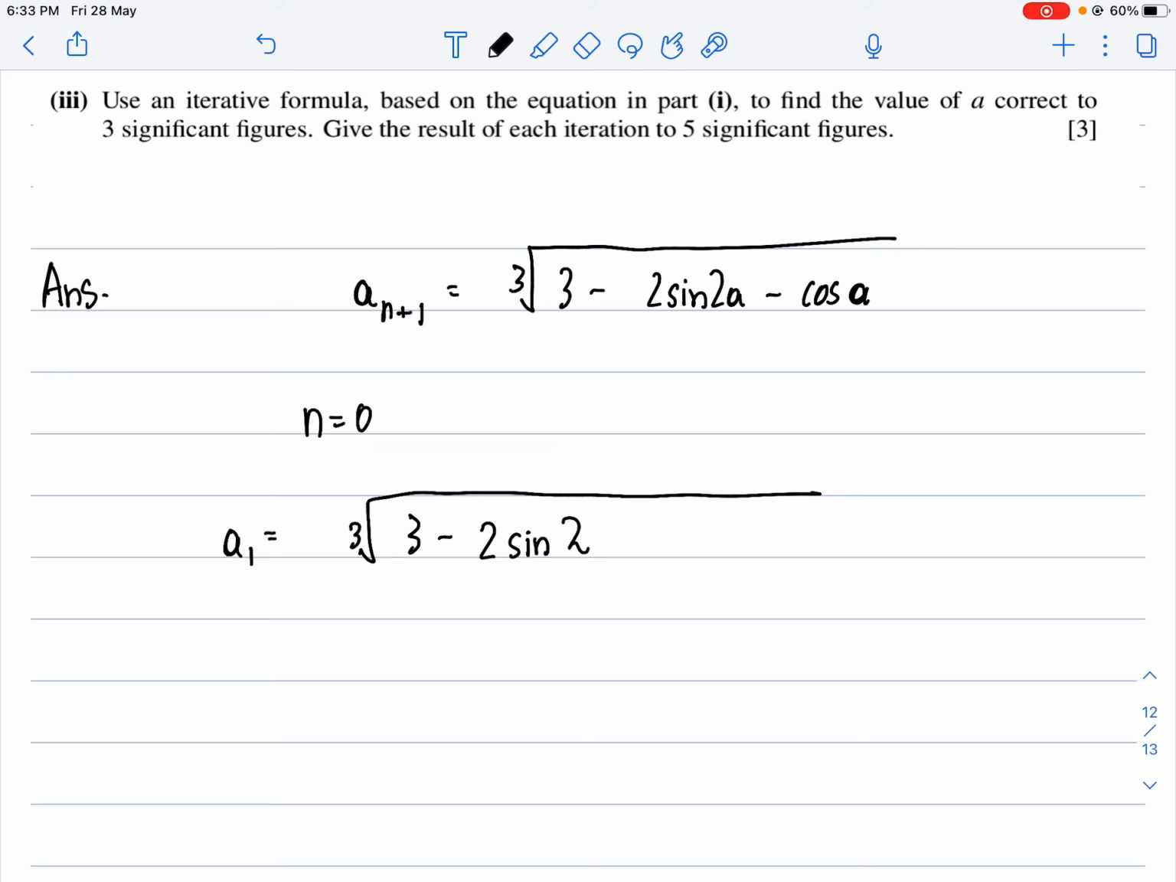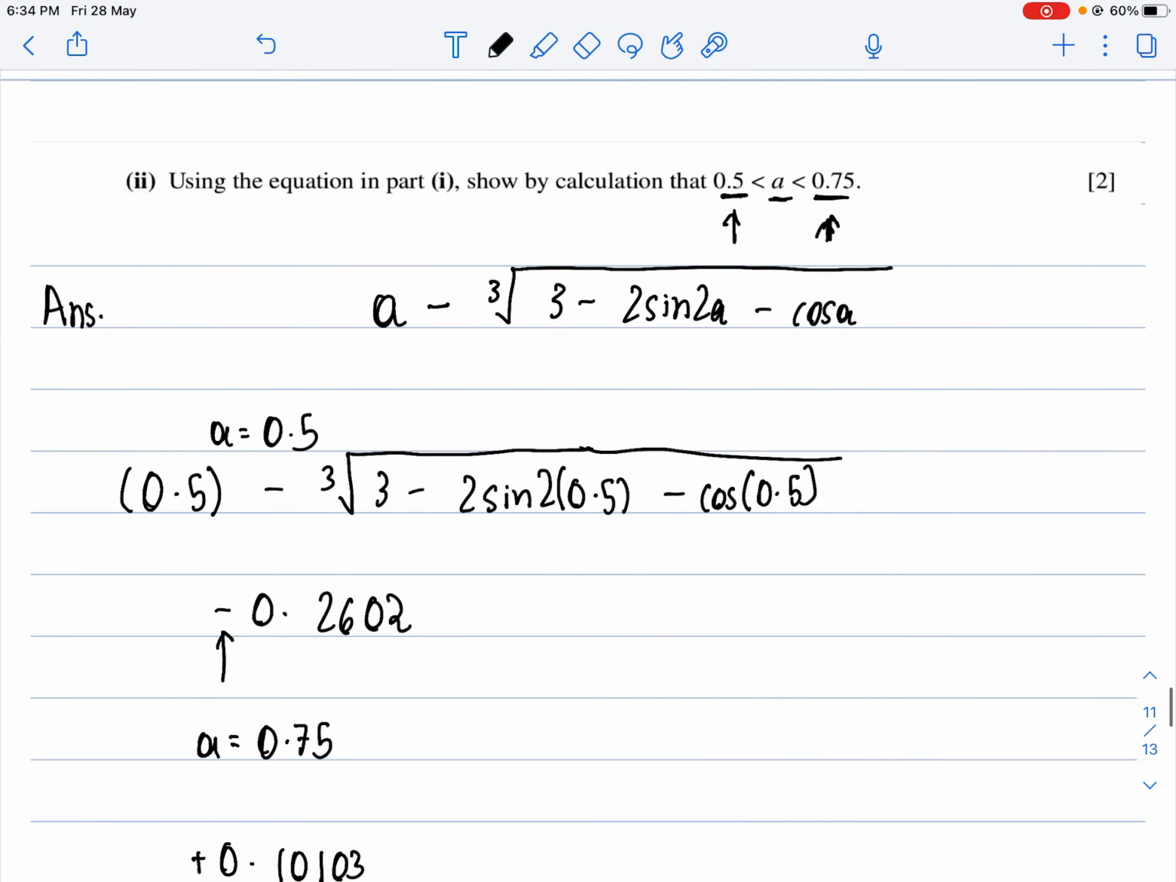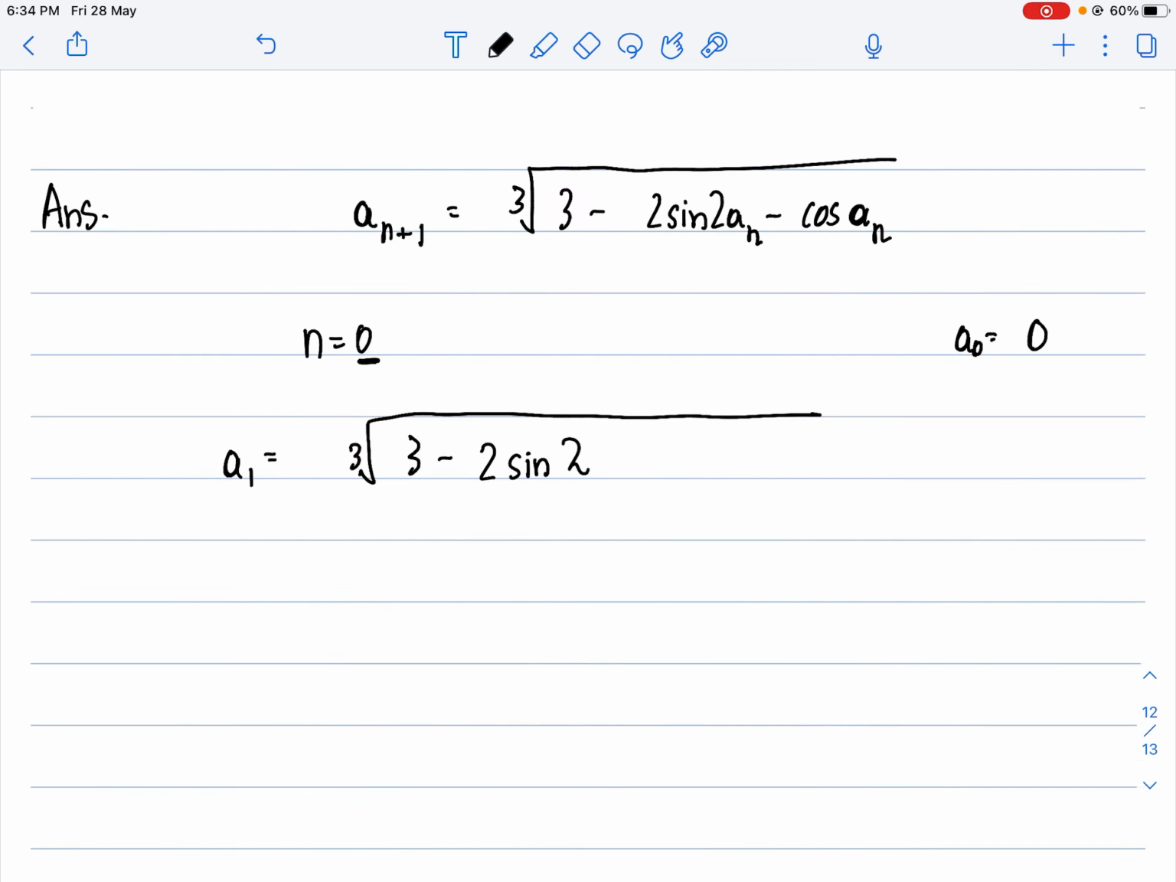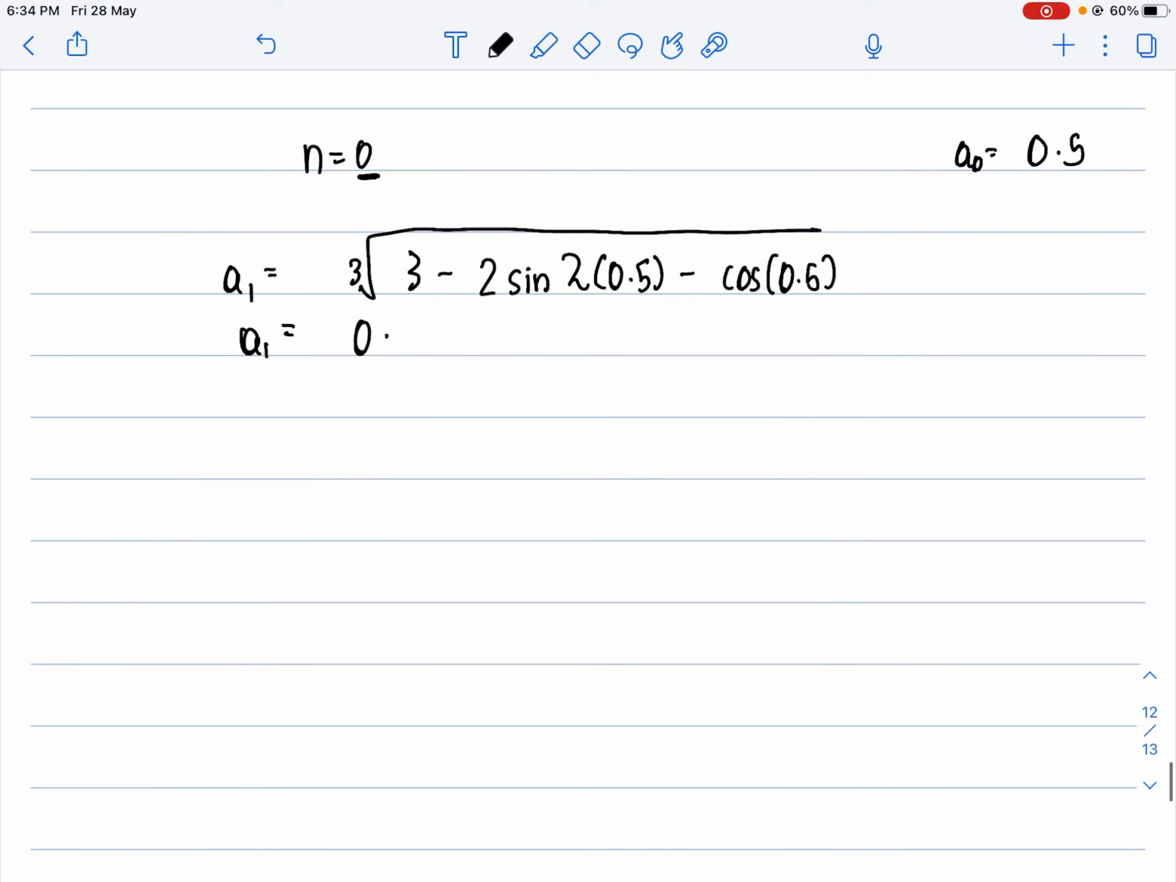If this is n plus 1, this is n and this is n. That means if I take n as 0, this becomes a0. And my a0 can either be 0.5 or 0.75 because I know a lies between them. Let me take this as 0.5. You take any, it's totally fine, you get the same answer. Now you write exactly this on the calculator. When you solve this, you get the answer 0.760288. You get your a2.